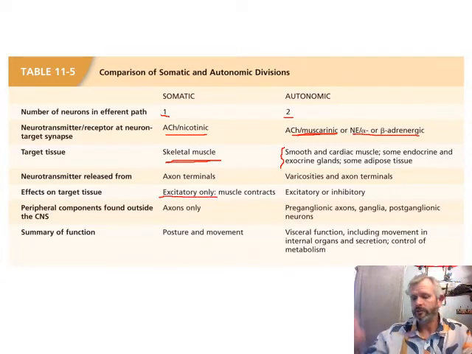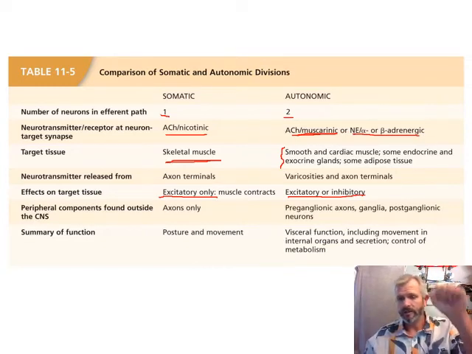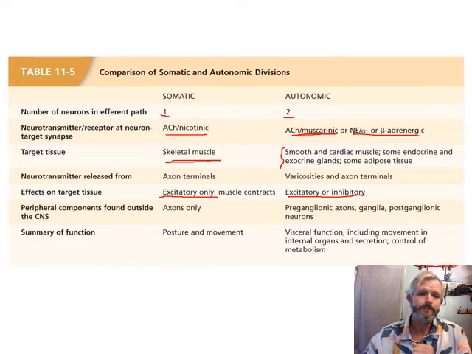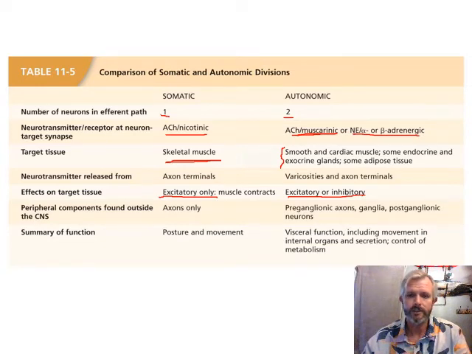Okay, we'll see the effect of the neurotransmitter is excitatory only. We're always going to elicit contraction of the muscle. It's always going to be excitatory depolarization, whereas with the autonomic, it can be excitatory or inhibitory. So we're utilizing those G protein coupled receptors with the adrenergic and the cholinergic muscarinic receptors. Okay. And so that's the major differences between the two.